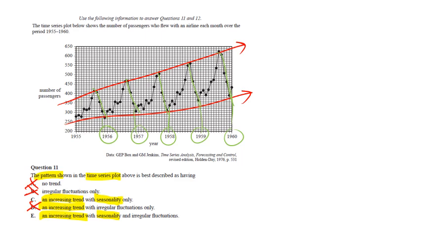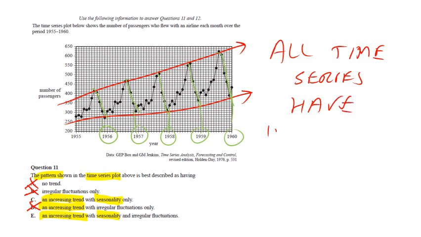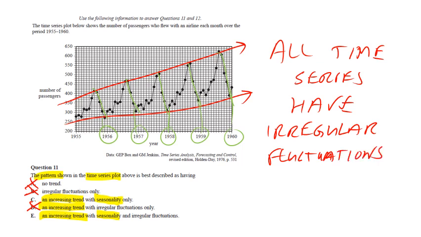Well, here's an important note that they put in. All time series have irregular fluctuations. All right, so highlight that. So it must be E, because where people went wrong was they assumed that this wasn't happening. It's always there. So A can never be correct on a question based on that.